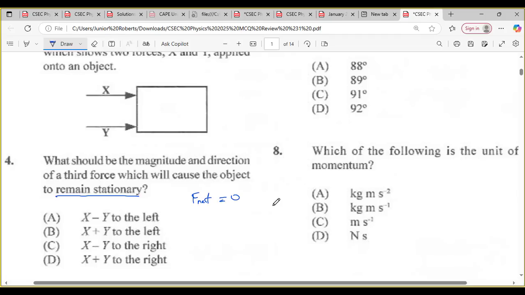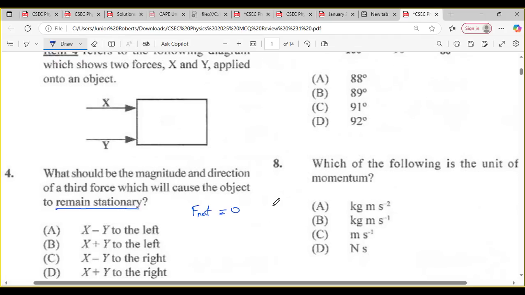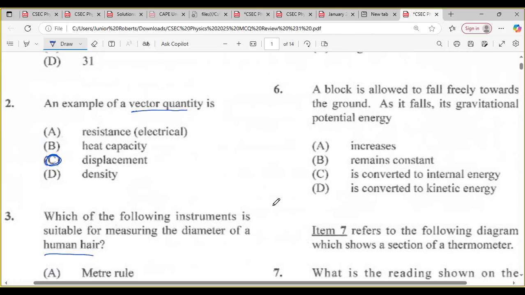Sir, yes. You can go back to number 2. Let me see answer, please. 2.